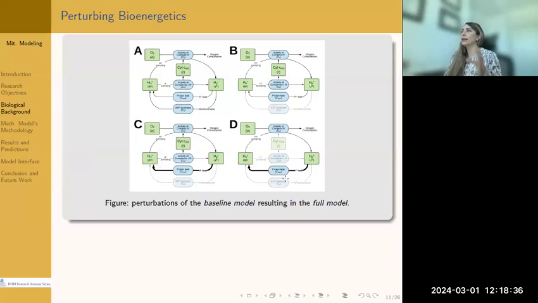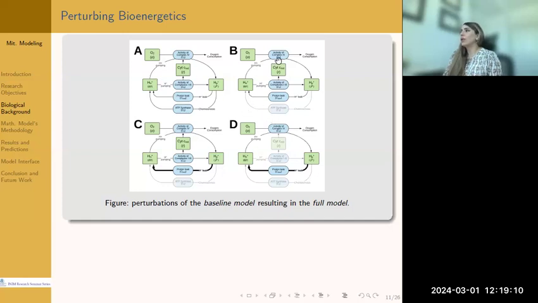So using that baseline model, here we want to design our full model. This next diagram illustrates the perturbation of bioenergetics from the baseline model in A to the full model. As discussed in the previous slide, this is the baseline model, and we establish the state of our full model using that.